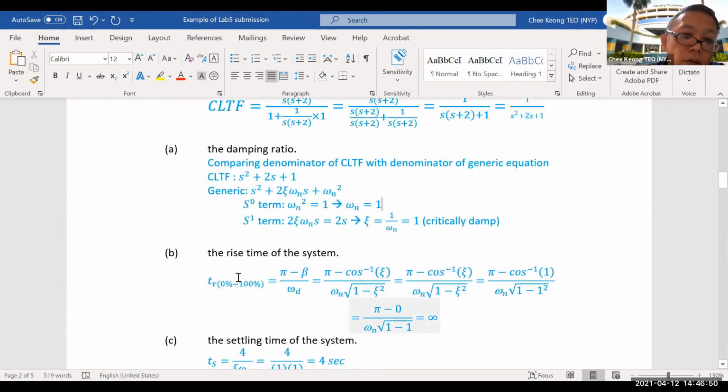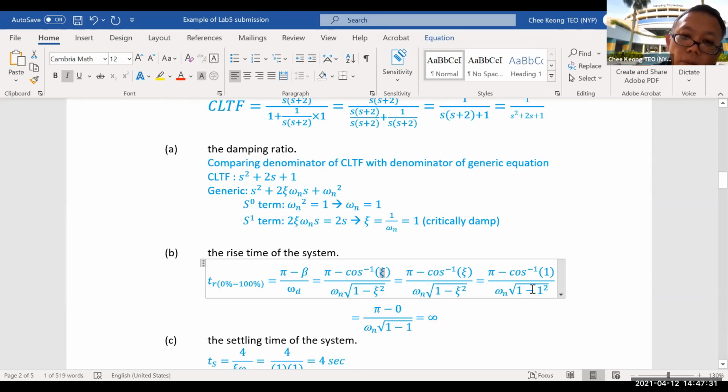So for the rise time, of course, you can use your zeta and omega n that are calculated already, and plug them into the formula from the formula sheet. We find the rise time for 0% to 100% is pi minus beta over omega d. Now pi, of course, remains as pi, which is 3.142. Beta is cos inverse of damping ratio. Now cos inverse of 1 is actually 0, right? Now again, the denominator is omega d. Omega d is omega n multiplied by the square root of 1 minus zeta squared. So 1 minus 1 squared is actually 0, right? Again, 0 at the bottom.